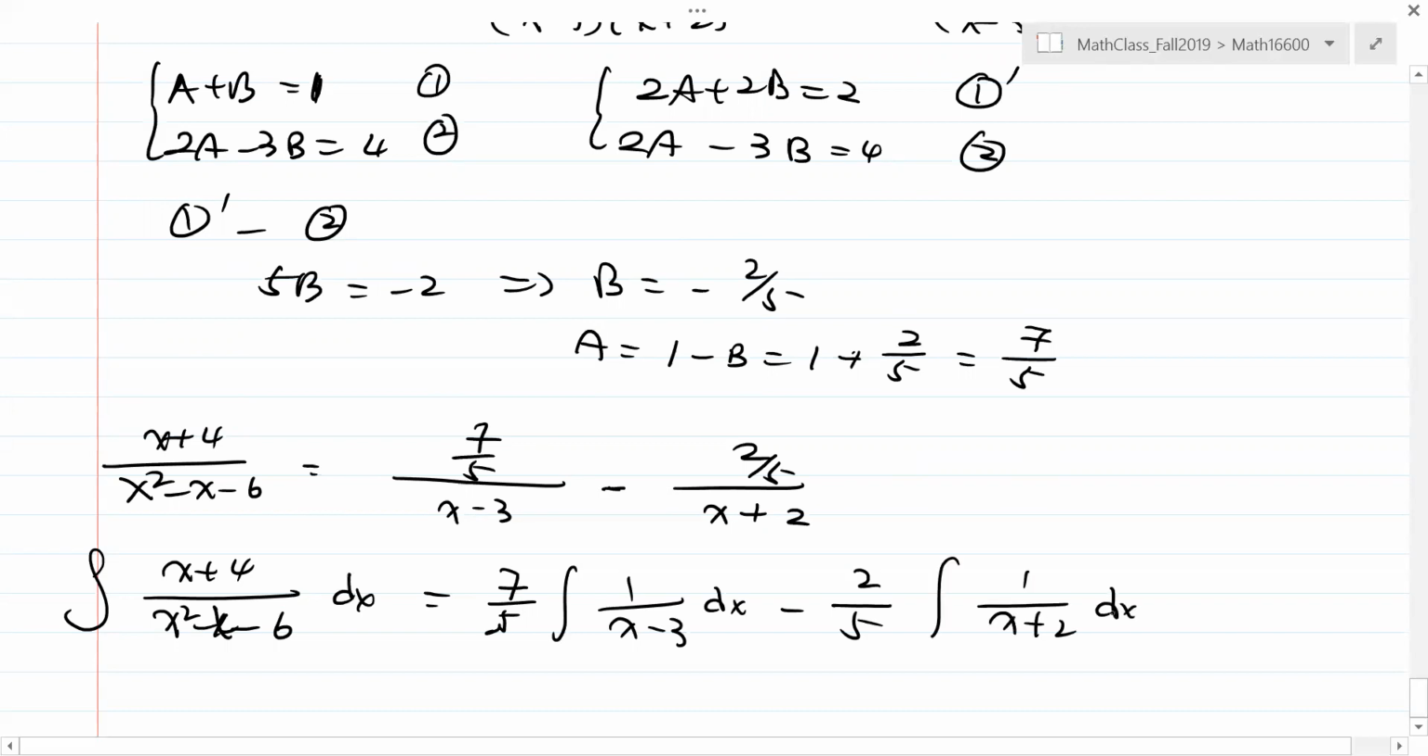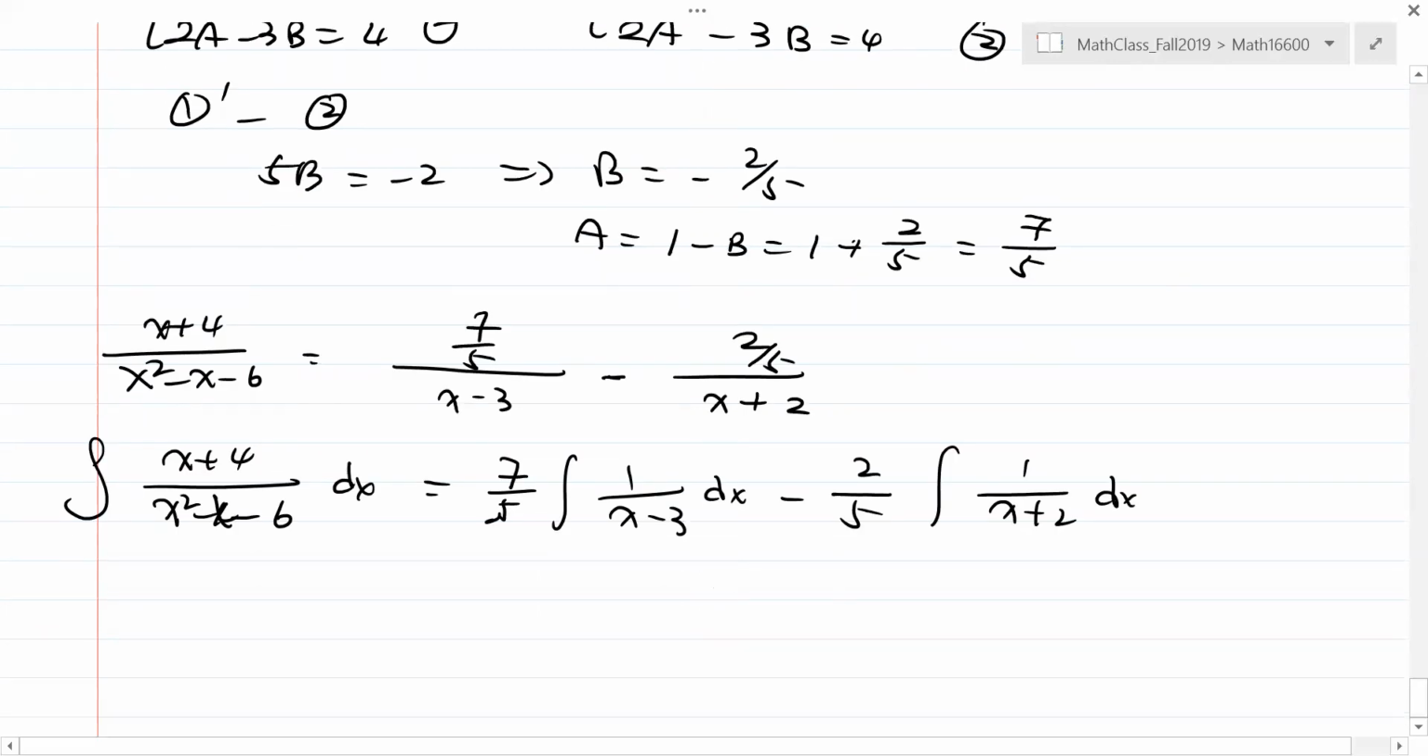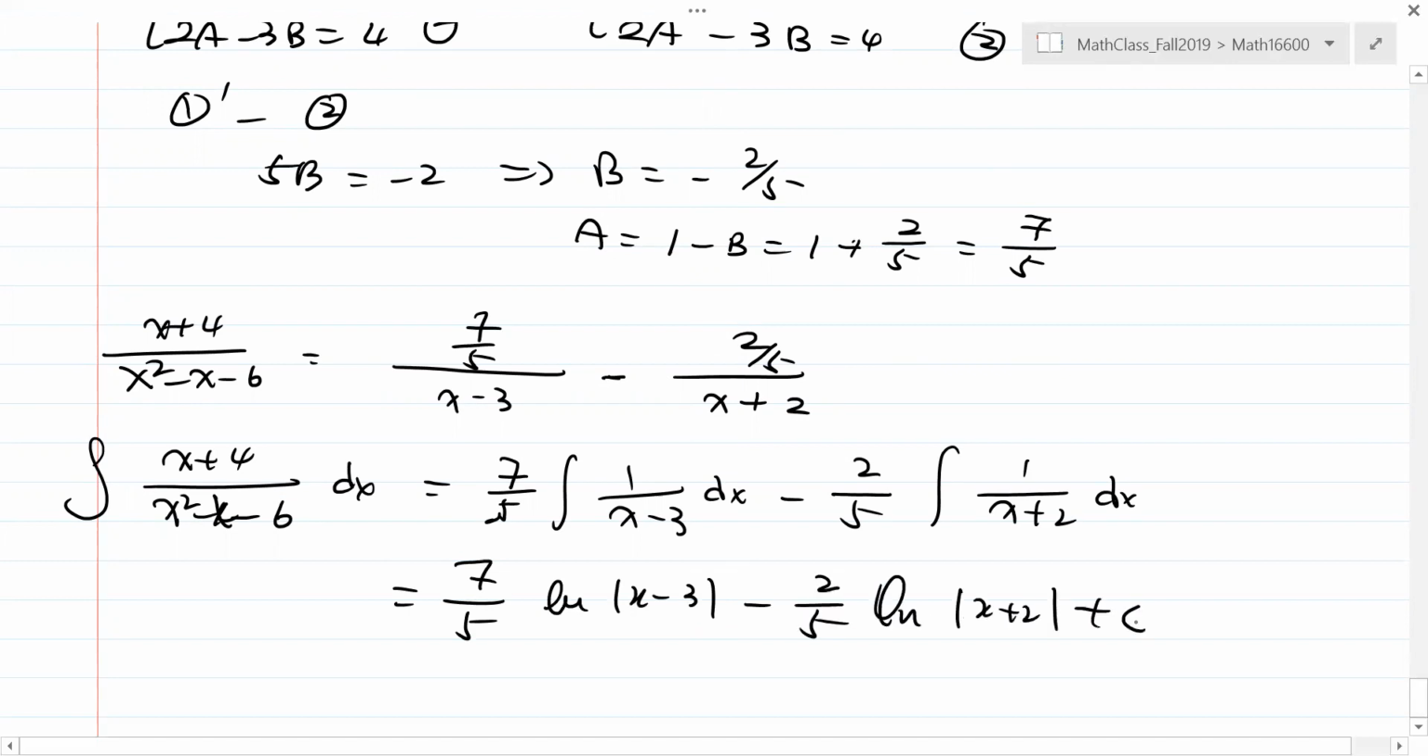And here it's a linear factor in the denominator, so you can put natural log absolute value of x minus 3. I think the first method is better, right? Yeah, if you're able to decompose.